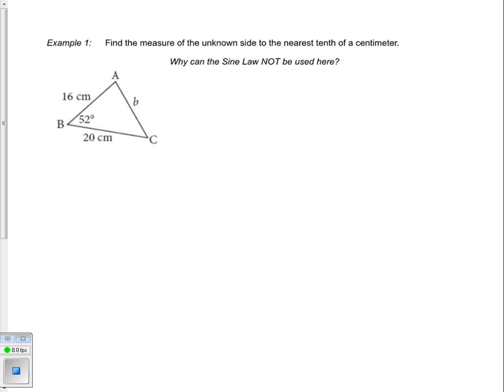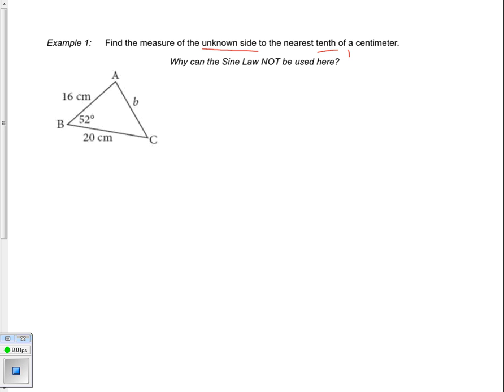So I have to therefore use cosine. And here it tells us that we have to solve for an unknown side. In fact, it tells us right here in the equation that we need to solve for an unknown side. And we need to solve it to the nearest tenth of a centimeter. So tenth of a centimeter means 1 decimal place.